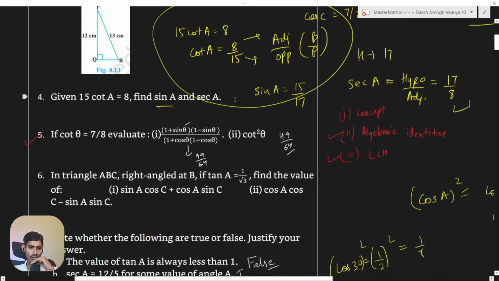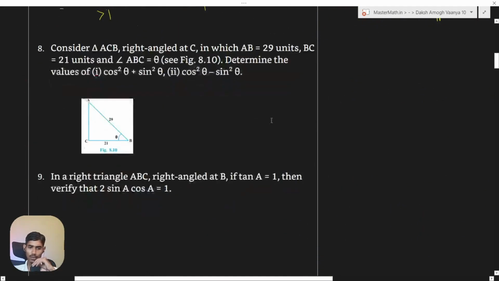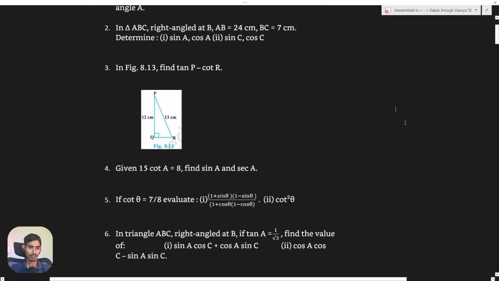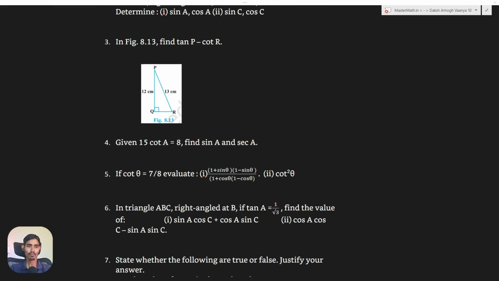Third one you can try yourself. We'll do one or two more questions, then go to the table. Let's start from the fifth question. Fifth question.